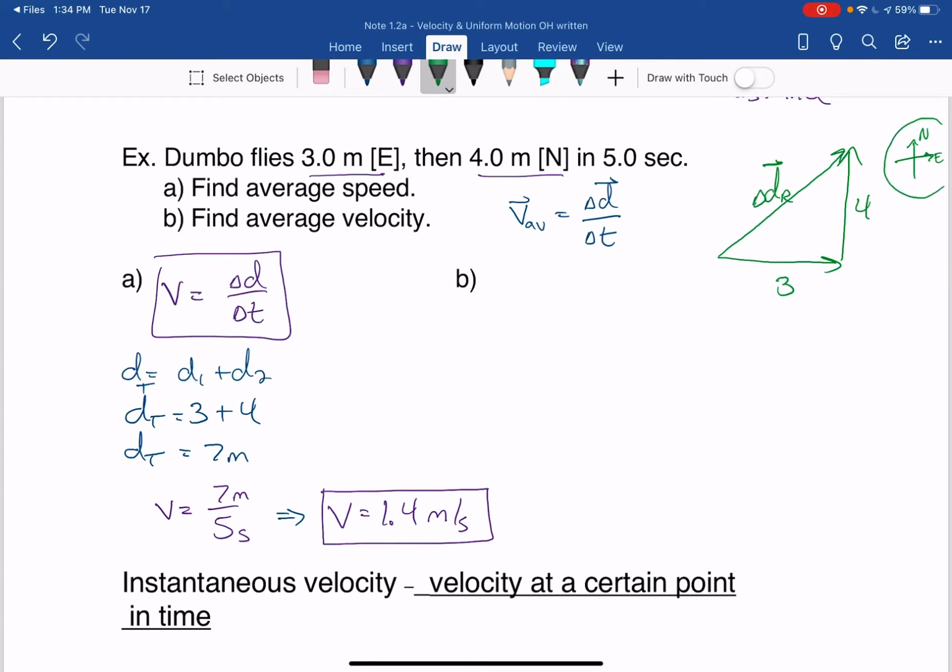We could choose positive directions. We could say north is positive and east is positive. It doesn't really matter in this one, but we'll see that more in other ones. It matters. To find out the displacement, then, we're going to use Pythagoras.